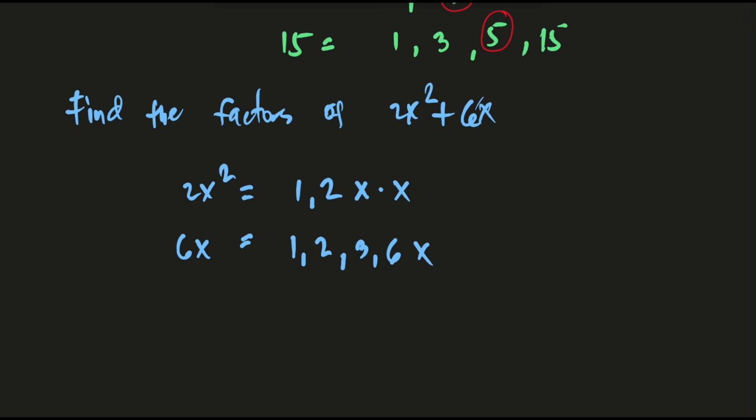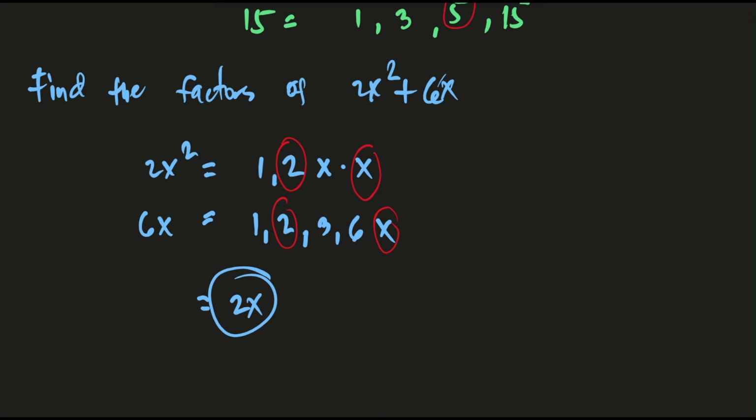Now, here, again, the GCF is the largest common number between the two terms. So first, that would be 2. And then, we have x. Therefore, the GCF of 2x squared plus 6x, that would be 2x.